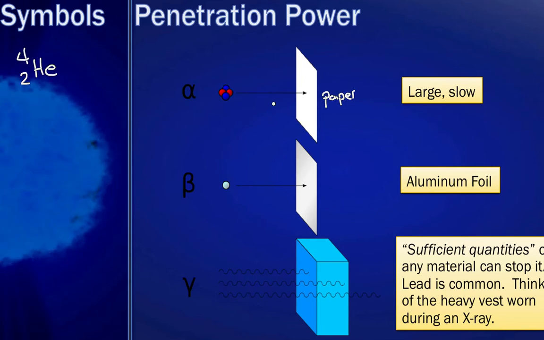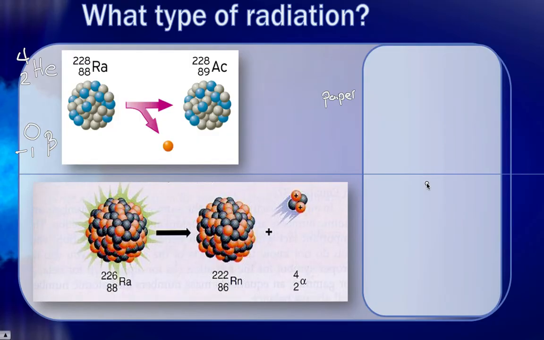Second, we have the beta particle, and its symbol is going to look like this. You're going to have 0 over -1, and then you're going to have the beta symbol. Put a little stem on the bottom of the B there. What that means is that the mass number is 0 because it's an electron that's emitted, and we use the -1 to display the fact the electron has a negative charge. This one is a little bit more penetrating than the alpha particle, and it can be stopped by aluminum foil.